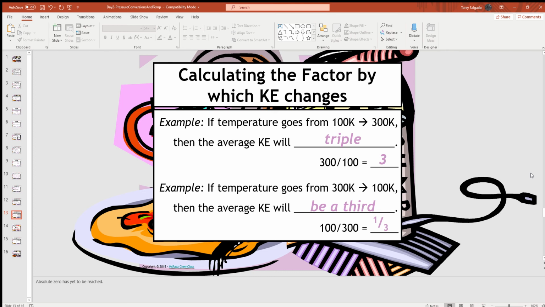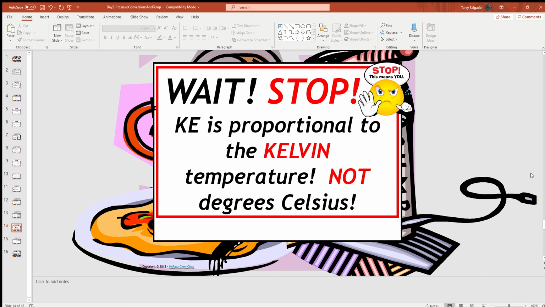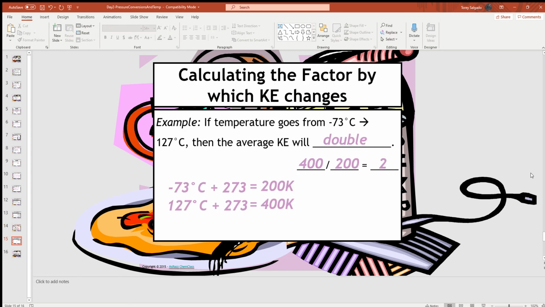And let's take a look at that last one on your notes. But before we do, stop. Take a look at those notes. That last example shows temperature in Celsius. Remember, we can only do proportionalities in Kelvin, not in Celsius. It won't work. So what we're going to have to do first is, you guessed it, change Celsius to Kelvin.